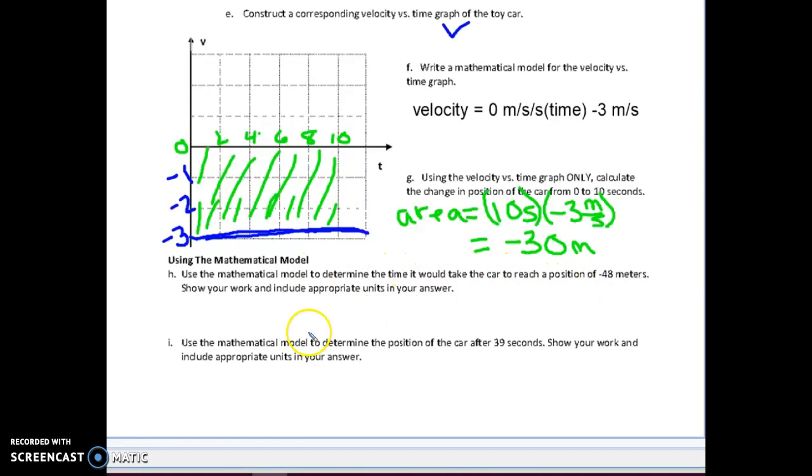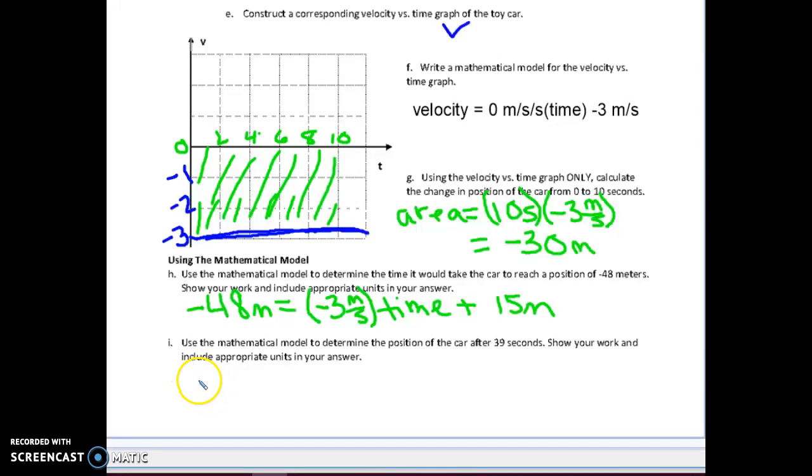All right, lastly, it says use the math model to determine the time it would take for the car to reach a position of negative 48 meters. Show your work and include the appropriate units in your answer. I'm going to set the problem up for you, but I'm not going to solve it. Negative 48 meters is my position that it's asking me about. Negative 3 meters per second is the velocity I calculated way early on. Time is what I don't know. My y-intercept was 15 meters. So here's my setup. Now I just need to solve for time. You can probably imagine the units for time.